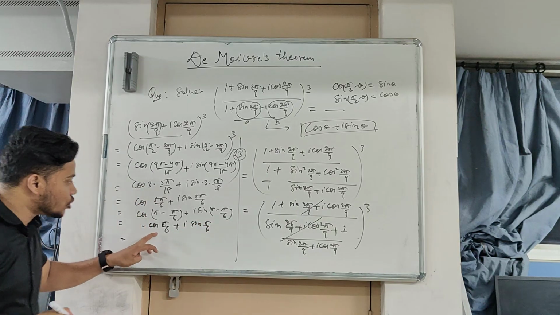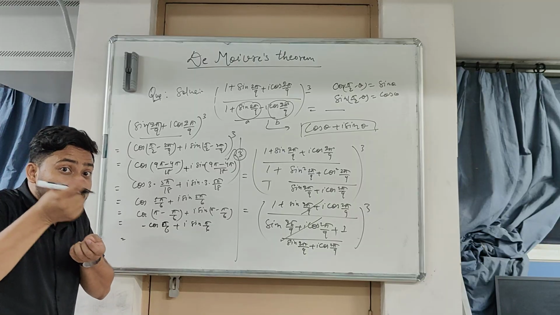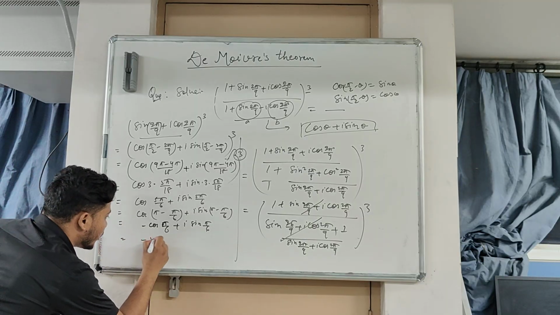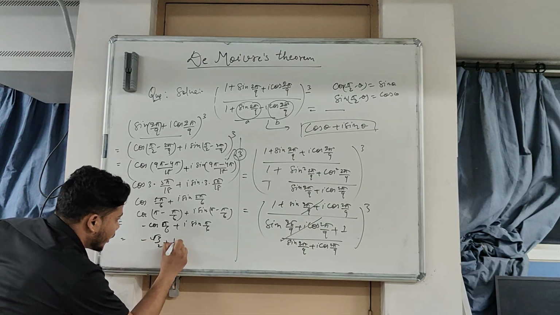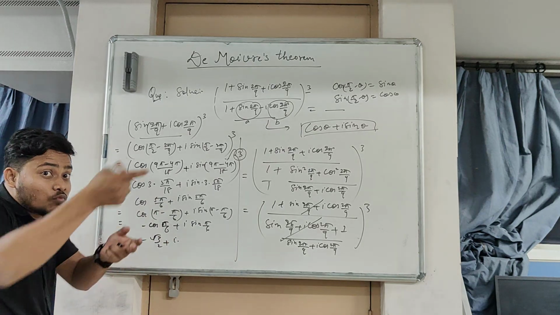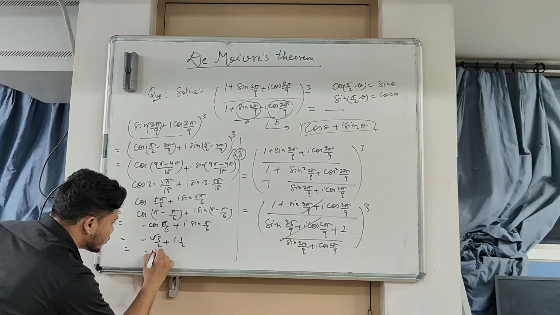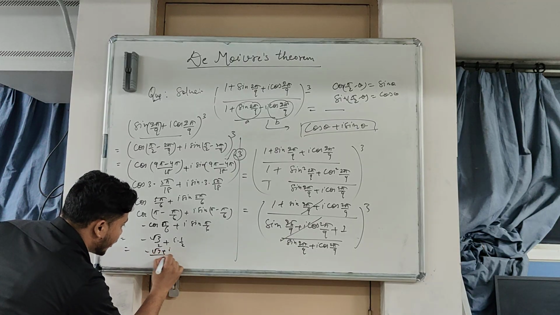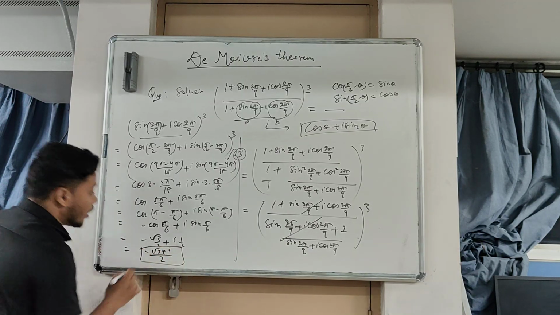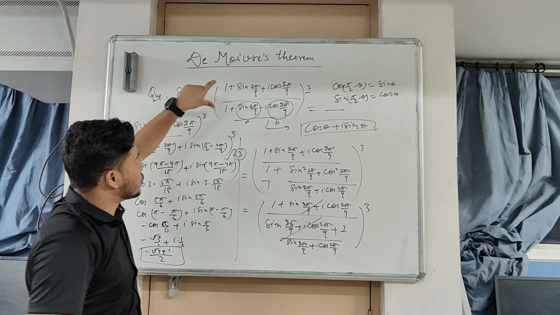Now we know that cos pi by 6 is root 3 by 2. So this is equal to minus root 3 by 2 plus iota. Sin pi by 6 is 1 by 2. So this is 1 by 2. This is equal to (minus root 3 plus iota) by 2. So this is the required answer for this question.